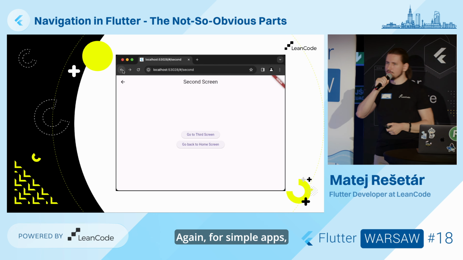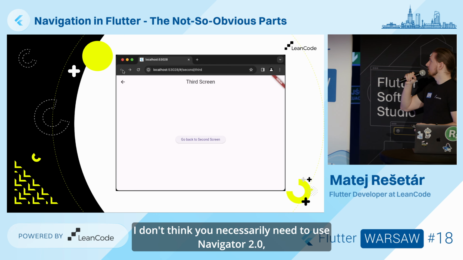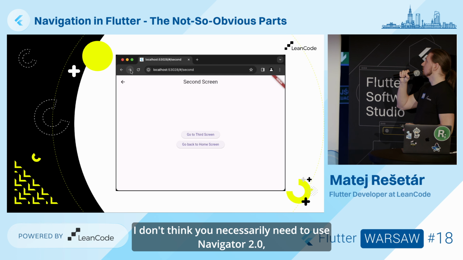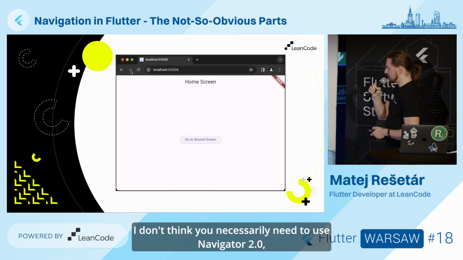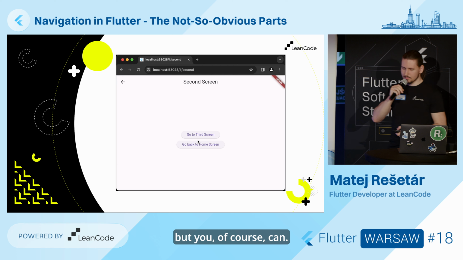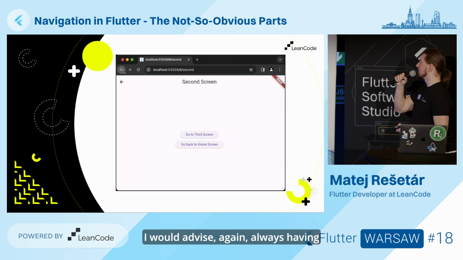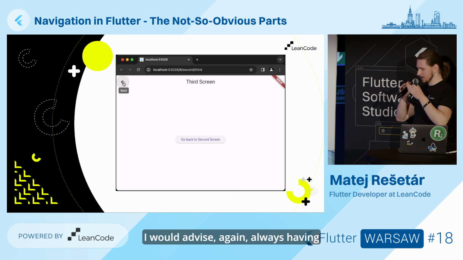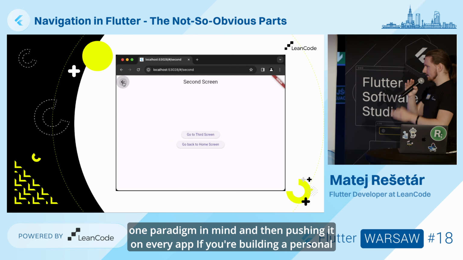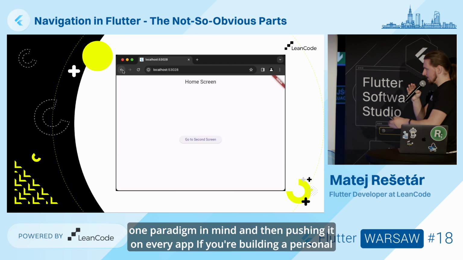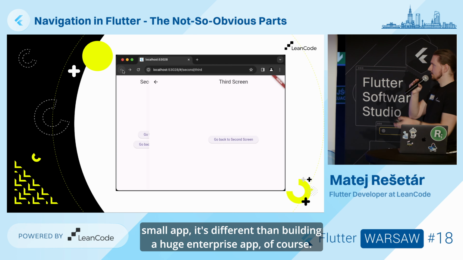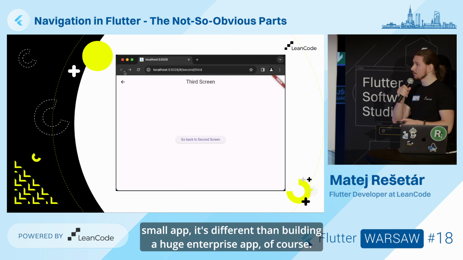Again, for simple apps, I don't think you necessarily need to use Navigator 2.0, but you of course can. But you should definitely pick and choose what works for you. So I would advise against always having one paradigm in mind and then pushing it on every kind of app. If you're building a personal small app, it's different than building a huge enterprise app, of course.